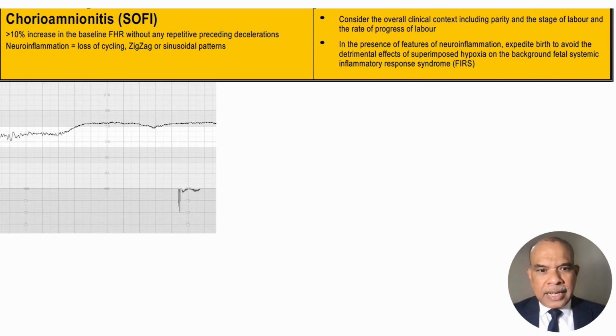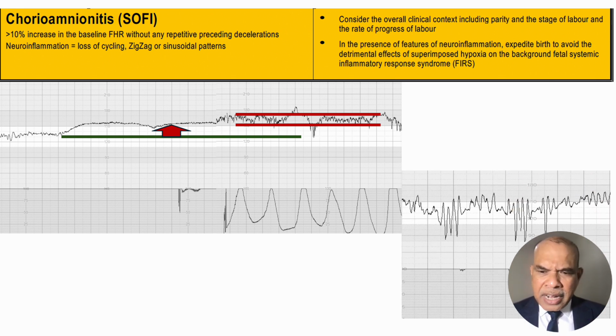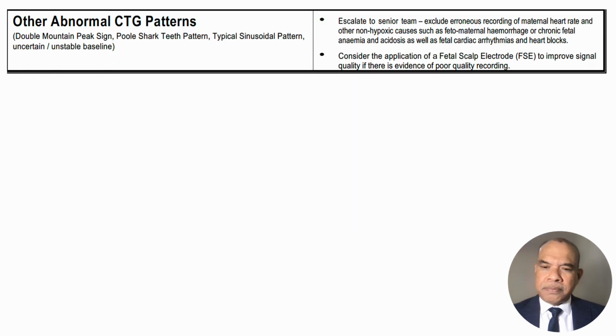And this is the reason why we have said in the guideline, if there's a 10% rise in the baseline without preceding decelerations, that is a sign of chorioamnionitis. If the variability remains normal, with no reduction in variability, the fetus is unable to go into deep sleep due to increased neuronal metabolism and neuronal firing, neuroinflammation. If you have a zigzag pattern, with no repetitive decelerations, but the zigzag pattern is happening at a higher than expected baseline, that is a sign of neuroinflammation. And the pool shark teeth pattern is also a sign of neuroinflammation.